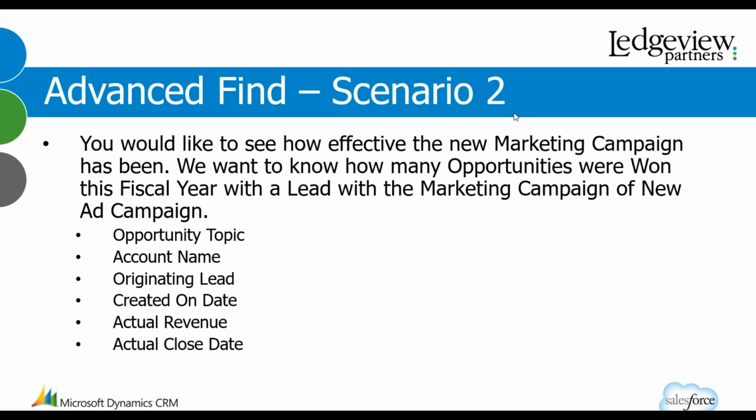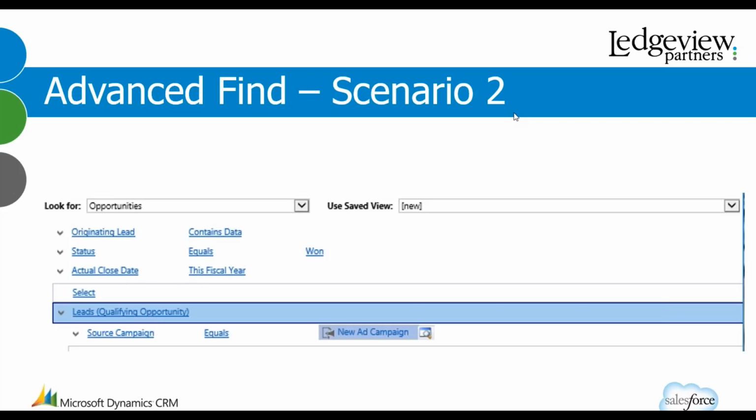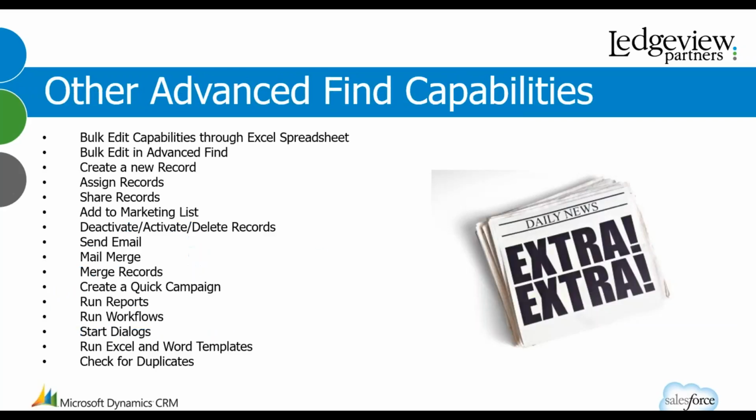So let's jump back into our PowerPoint presentation. Again, here's our advanced find filtering criteria for future reference for everyone. Some other advanced find capabilities, I'll touch on these quickly, more of the important ones here. You can do bulk edit, and you can do this through Excel. You can run an advanced find, export these into Excel, make the changes, and re-import them to make different changes to a large selection of data.